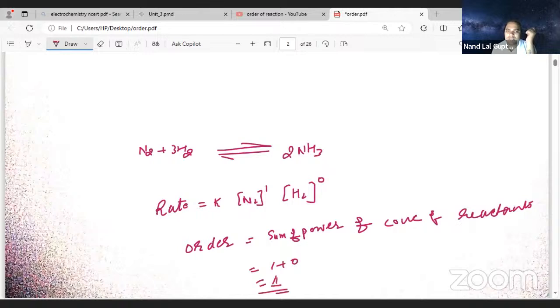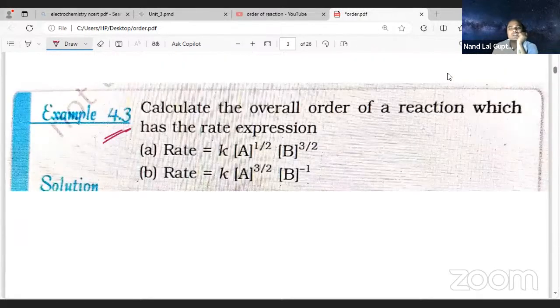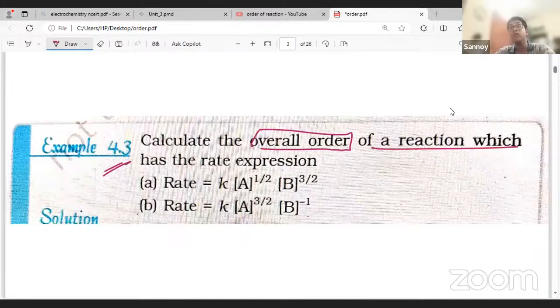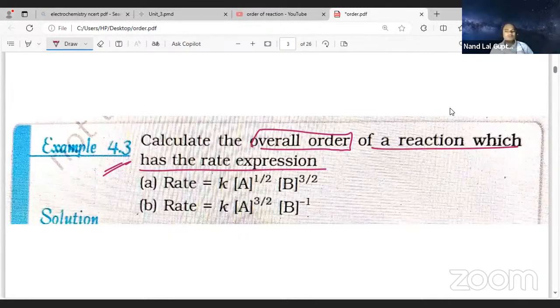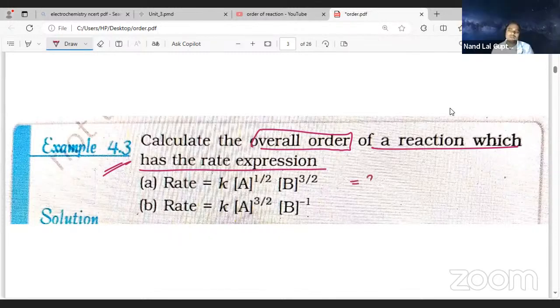Now let us move on and you try to solve the question. This is NCERT example 4.3. They are saying calculate the overall order of the reaction which has the rate expression like that. Please tell me the values. What is the order of reaction? The first one is half plus 3 by 2, so that will be 4 by 2, or 2. First one will be 2.